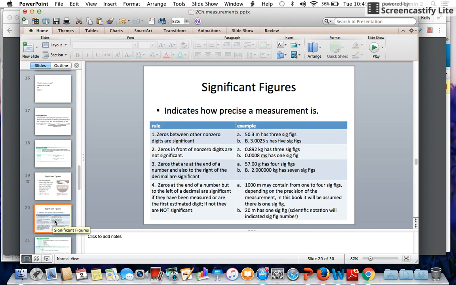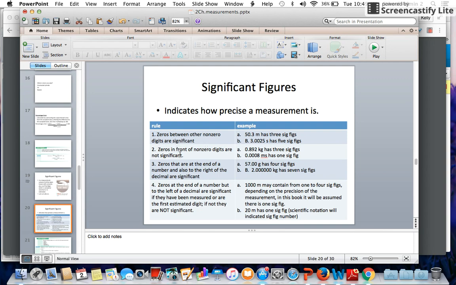Okay, significant figures. Sometimes we'll have these numbers, these measurements, that we have to determine how many sig figs there are in order to do calculations with them. So there's some rules that significant figures go by. And once you get them, you get them. So just be patient, and we're going to do a lot of practice with this, and then you'll get them. Sig figs indicate how precise the measurement is. So that's what sig figs are.